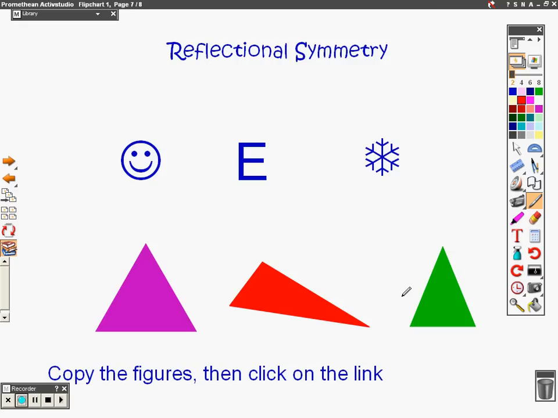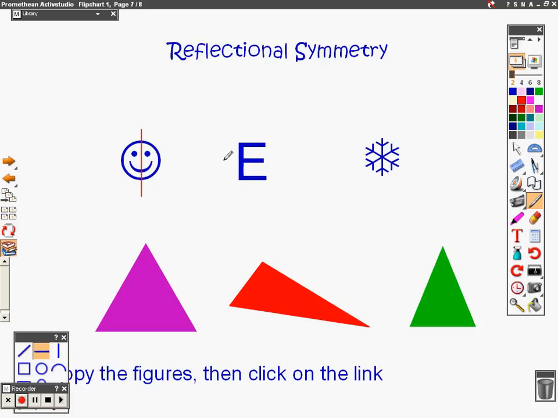Reflectional symmetry just means that I could draw a line somewhere, and when I draw that line, I would have the same exact thing on both sides. So let's see if I can, here we go. Let's take this smiley face. If I draw a line right down the center, that might not be the center, but I can move mine over. I have the same exact thing on both sides.